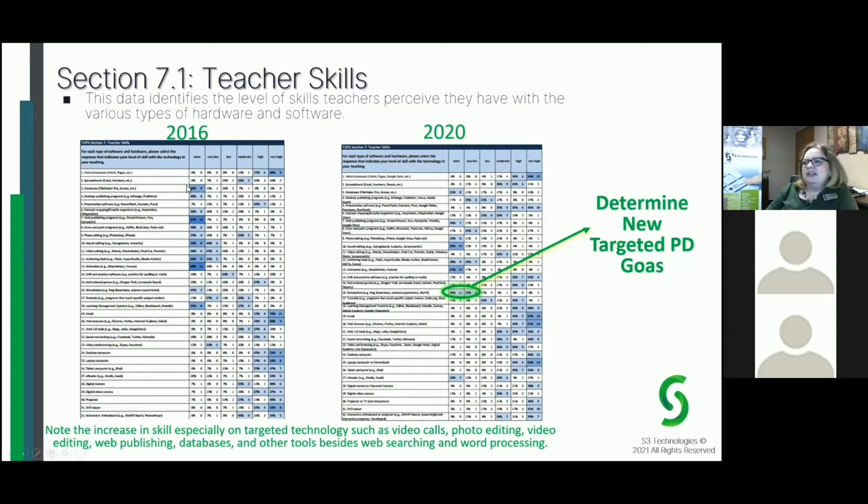So this is how the teachers were saying they use those skills in 2016 versus 2020. And if I'm looking at the 2020, these areas where they say none, I'm going to look at those really closely and ask, is that something I want them to learn? Is that something I think is beneficial to the students, would have a big impact on their learning? And if so, then I'm going to set up some goals and do some targeted professional development on that.